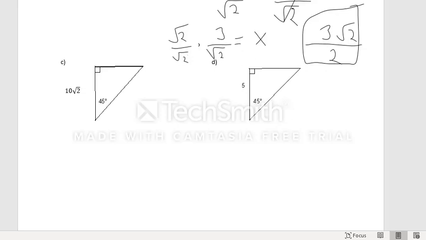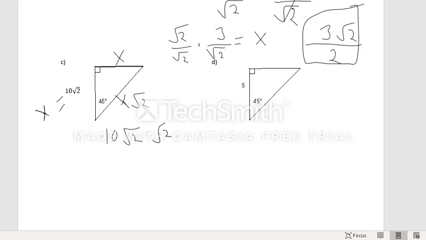All right. Now, get in the habit of labeling your sides. Call that one x. This one's x. So this is x times the square root of 2. Since we know x is 10 times the square root of 2, we can just substitute that in. 10 square roots of 2 times the square root of 2.